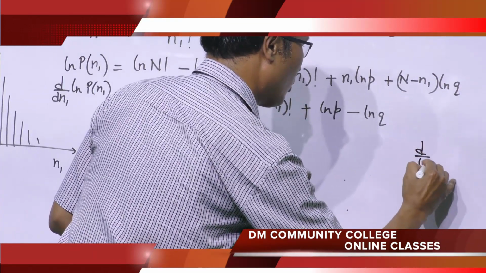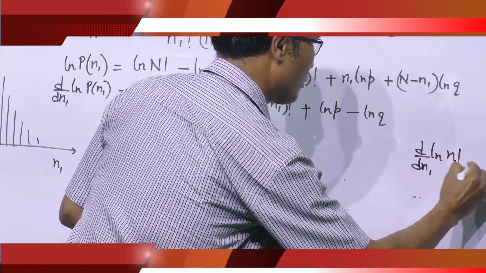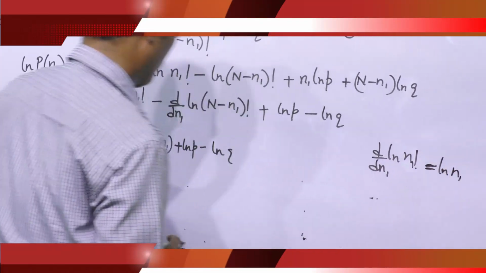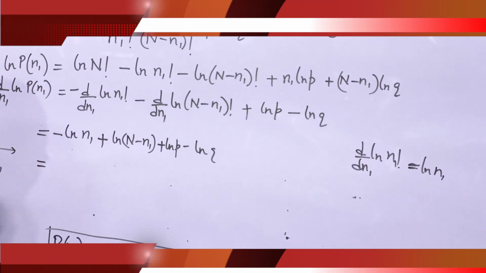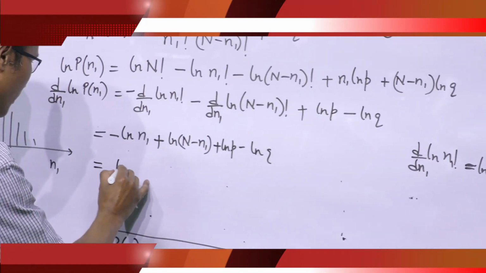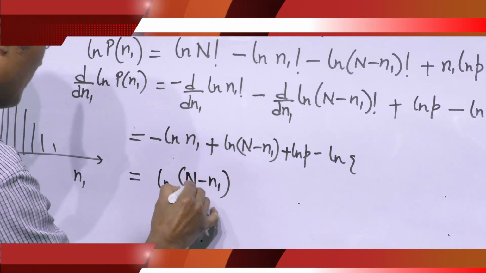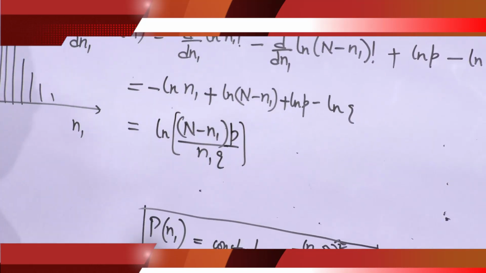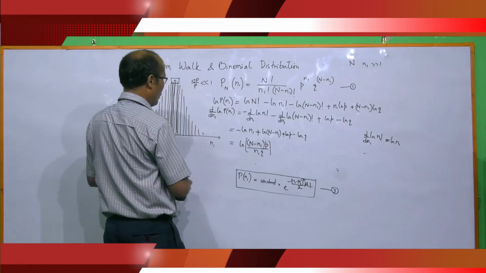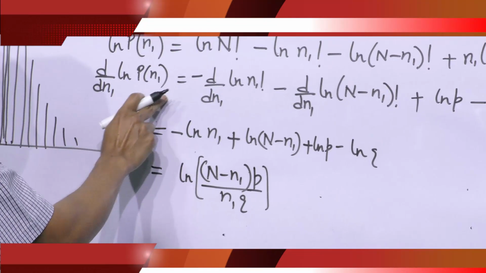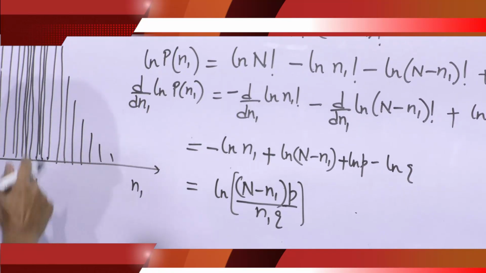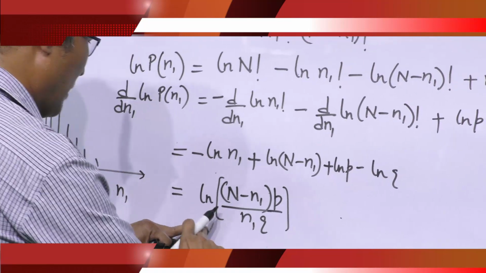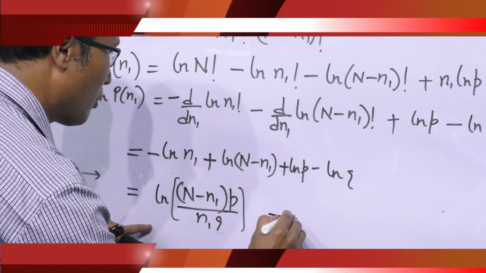Here d/dn1 of log of n1 factorial is equal to log of n1. So I can write this as log of (n minus n1) divided by n1, times p divided by q. So since this first derivative with respect to n1 is 0, this term has to be equal to 0.